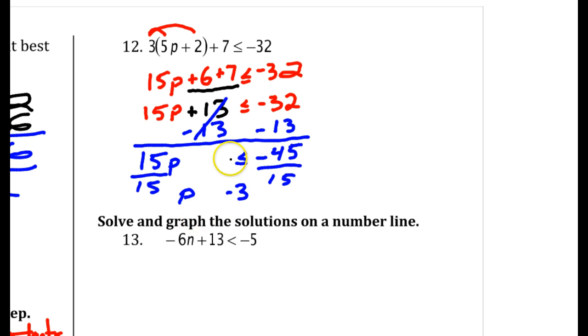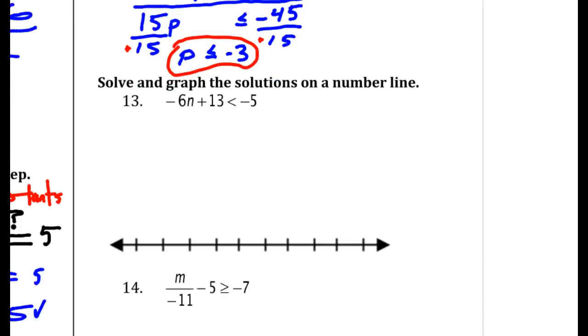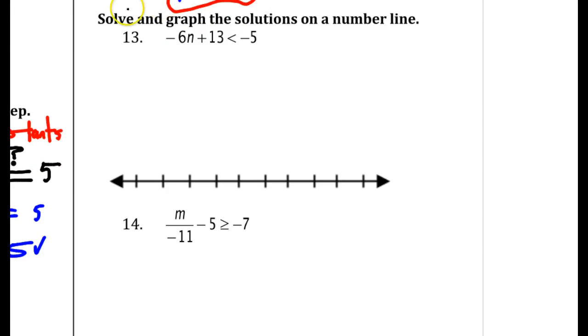Now, do we change the sign? Because there's a negative here. No, don't change the sign here. You only change the sign when you divide by a negative. So we divided by a positive 15. So keep the sign the same. If these were negatives, then we'd be flipping the sign. Okay, 13. Okay, solve and graph.